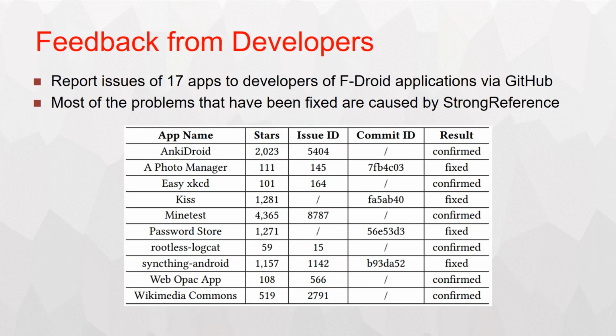Finally, the last research question. Do developers take the misuse of async task as a problem? We report issues of 17 apps to developers of F-Droid via GitHub. 10 developers confirmed or fixed the problems found by us. From the feedback, we can conclude that developers take strong reference as the most serious pattern of async task.